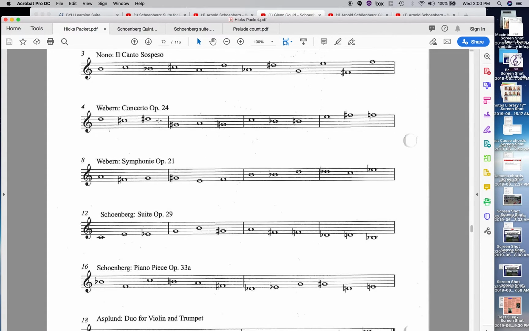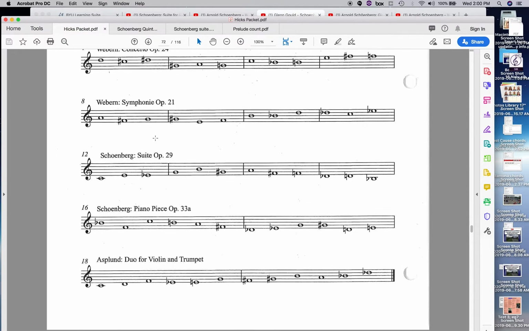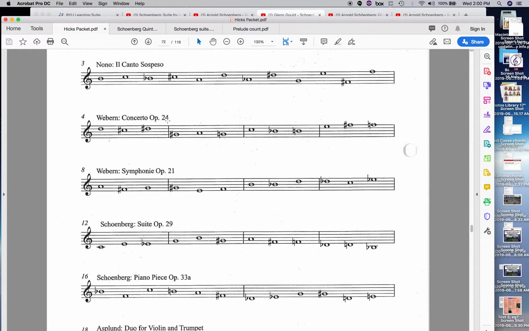The Webern Concerto Opus 24. Is that the Webern? I think it is. Well, anyway, this is a classical example of a derived row. We're going to talk about this, but the idea here is that each of these trichords, we could divide any 12-tone row into 4 trichords, comes from the same set class, the 0, 1, 2. And that's basically a derived row.